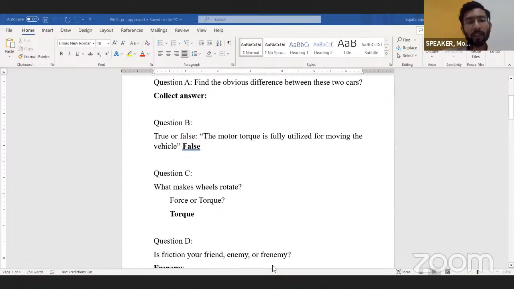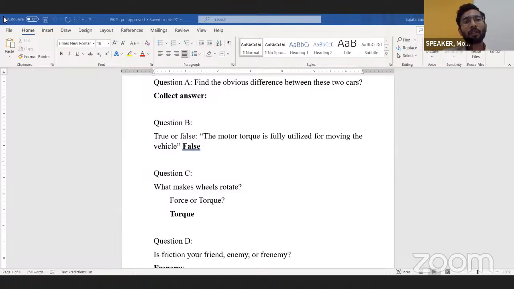So there was a question: is the motor torque fully utilized for the vehicle? The answer is actually no, because the torque of the motor has to pass through the gear, where there is an inefficiency. There will be a loss of almost 5 to 10%, and therefore there won't be full utilization of the motor torque at the wheel.